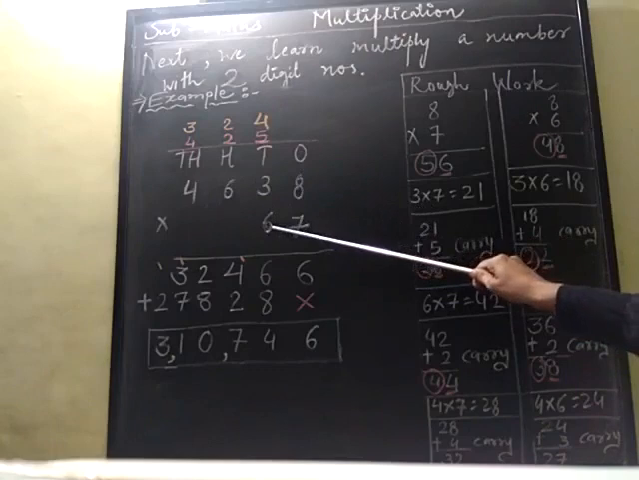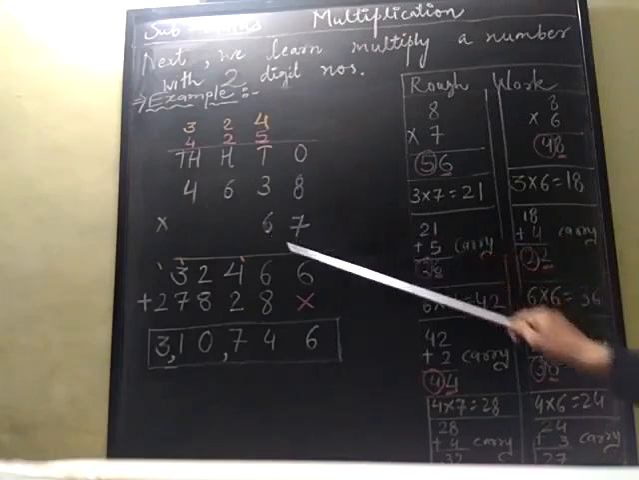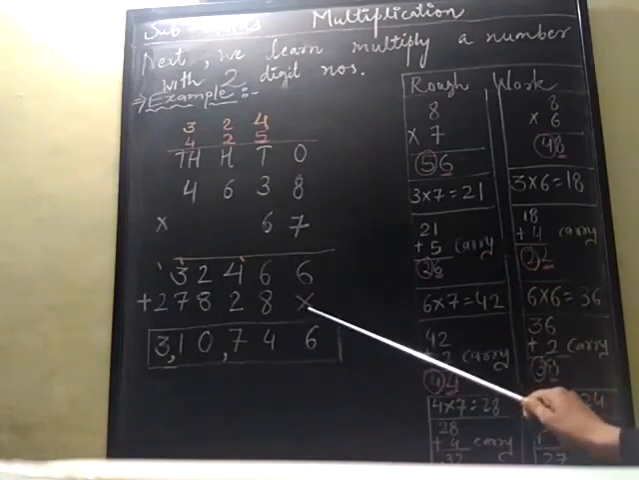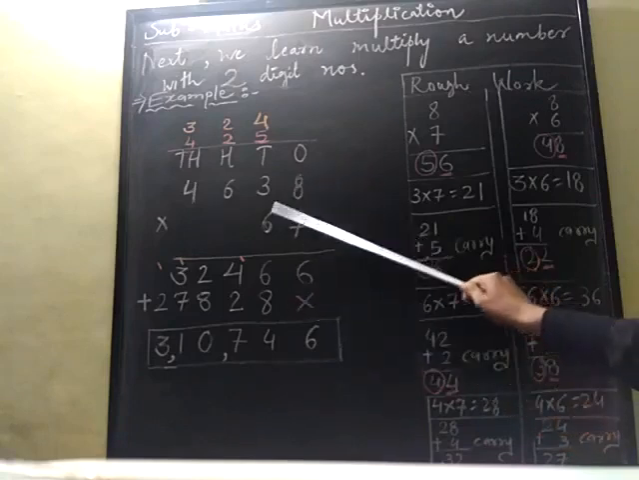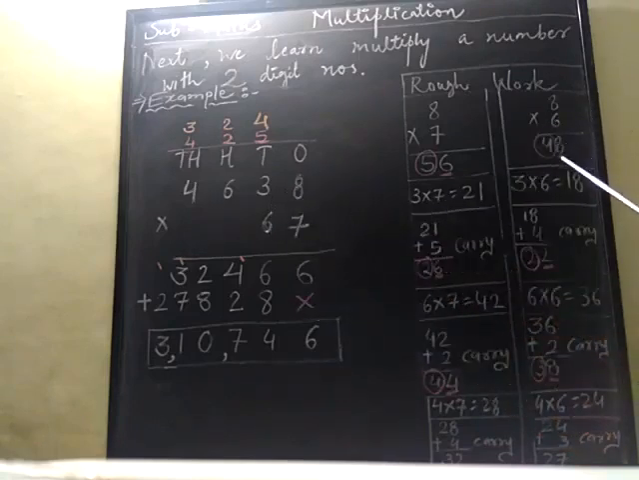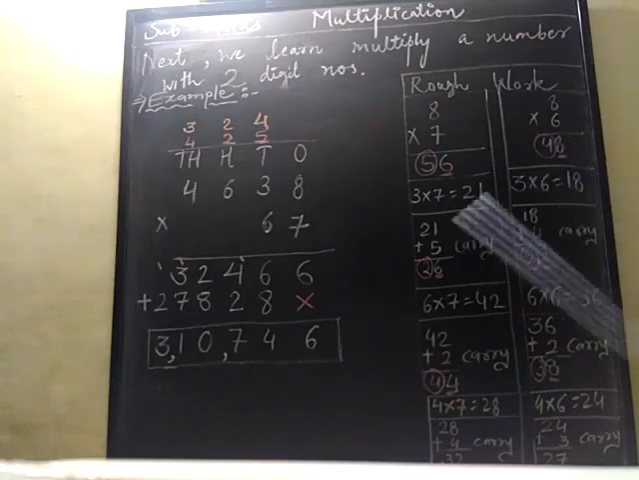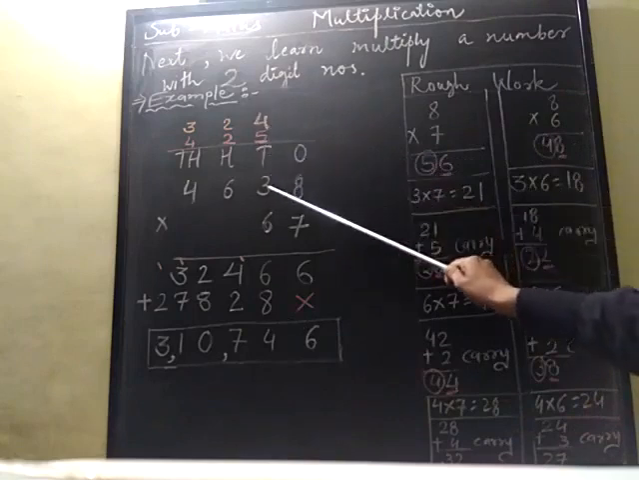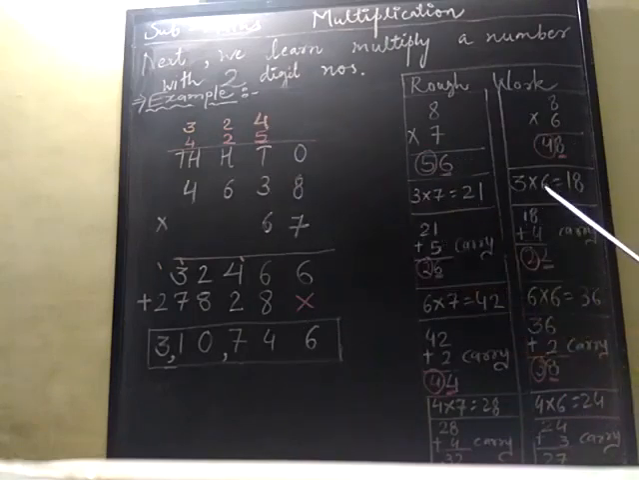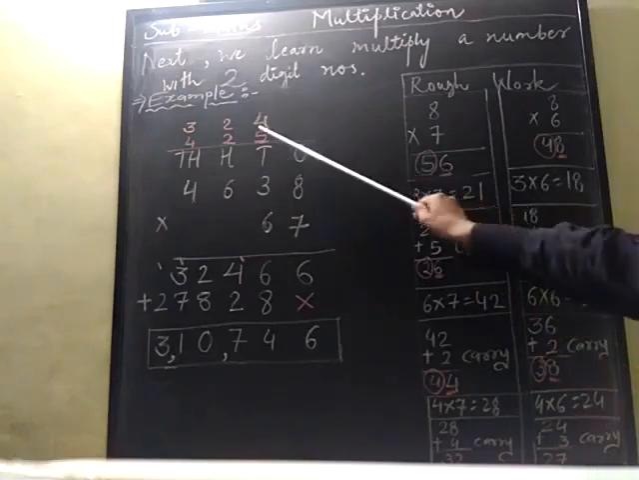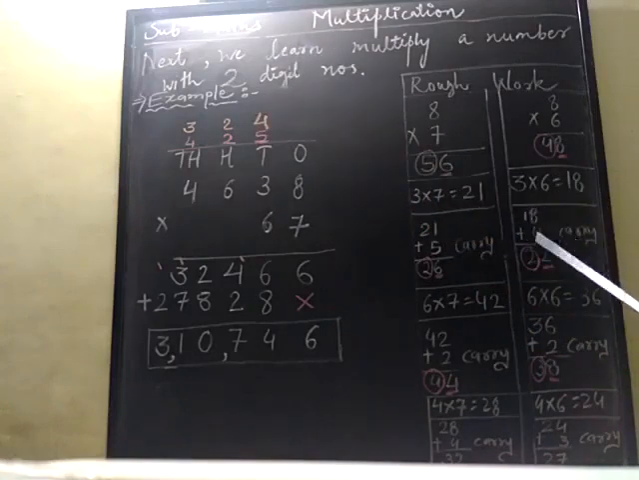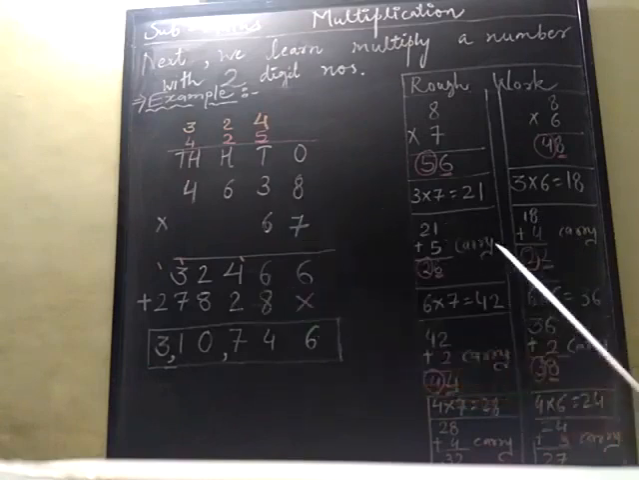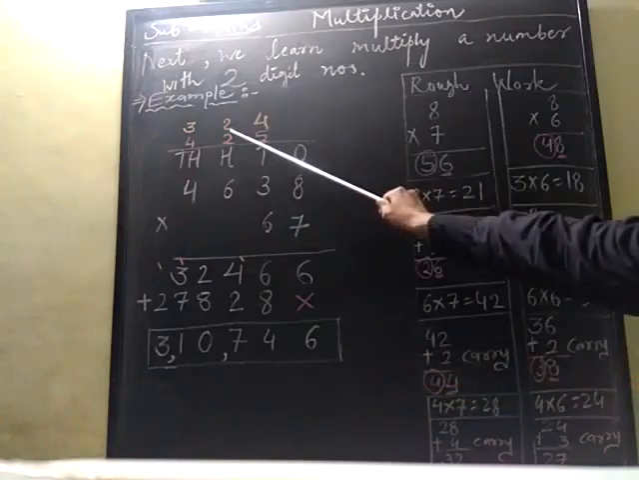4638 multiply 6. 6 is on the tens place, so here we put a cross. You can also put 0. 8 sixes, see, 8 sixes is equal to what? 48. Again write 8 here and carry 4 on the tens place. 3 sixes are 18. 18 plus 4, you can see carry 4. 18 plus 4 is equal to 22. So we write here 2 and carry these 2 on the hundreds place.